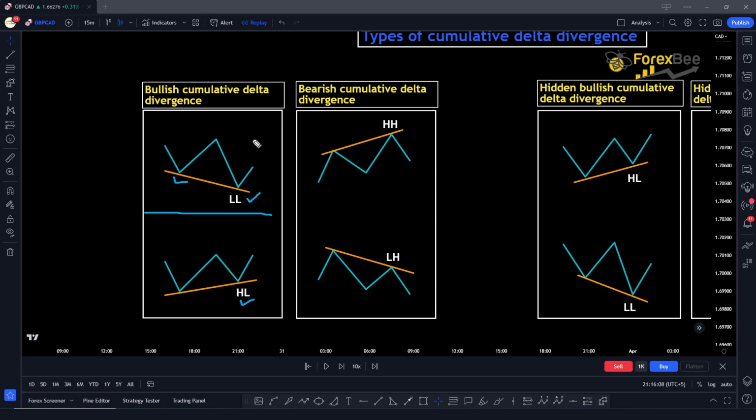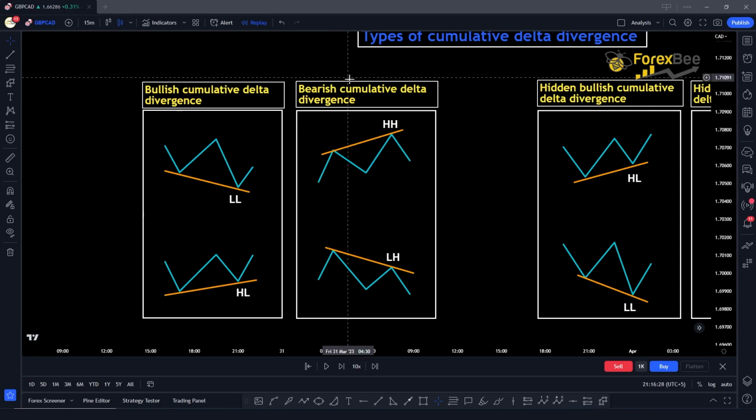This tells us that there is a bullish cumulative delta divergence in the market, and this is an opportunity to take long trades, because the forecast of bullish cumulative delta divergence is that the market is very likely to move in the bullish direction. So this can be used for the detection of bullish trend reversals in the market.